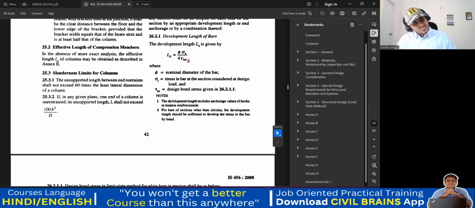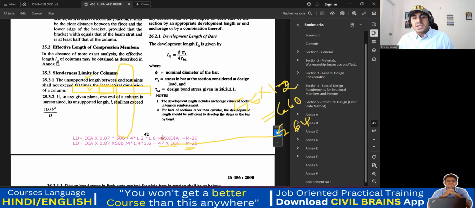Now, what is happening? You understood one concept here. In some areas we're getting 50. If I'm taking M20 grade of concrete, I'm getting 55 times the diameter. If I'm taking M25 grade of concrete, I'm getting 47 times the diameter of the bar. So that is the reason what we do: to be on the safer side, and to make it easy, we go with 50 times the diameter of the bar on the site.